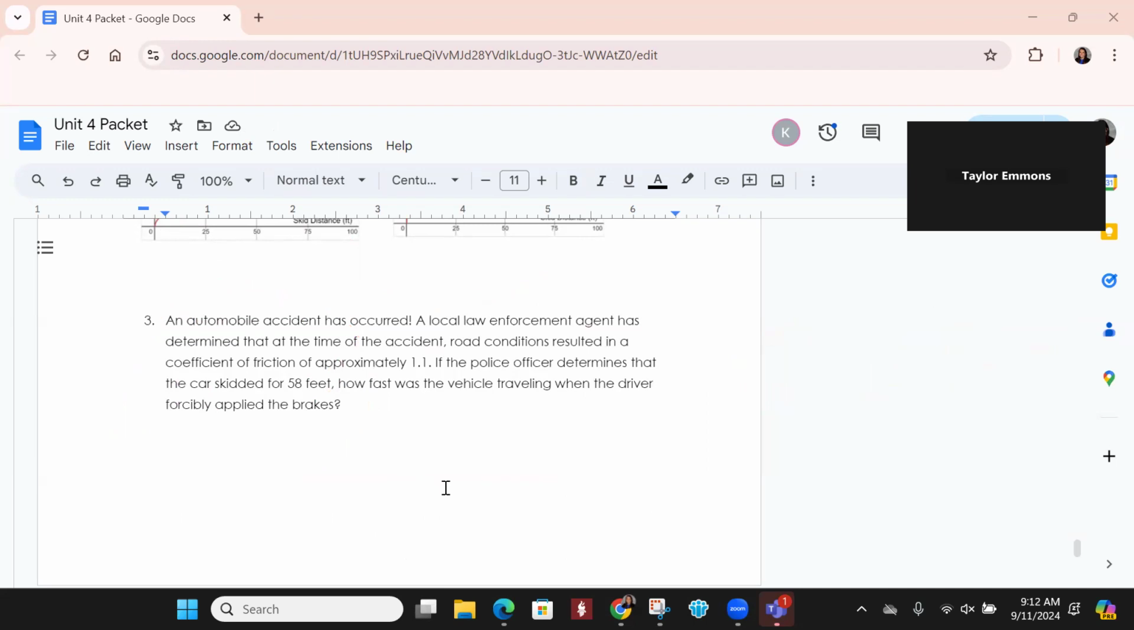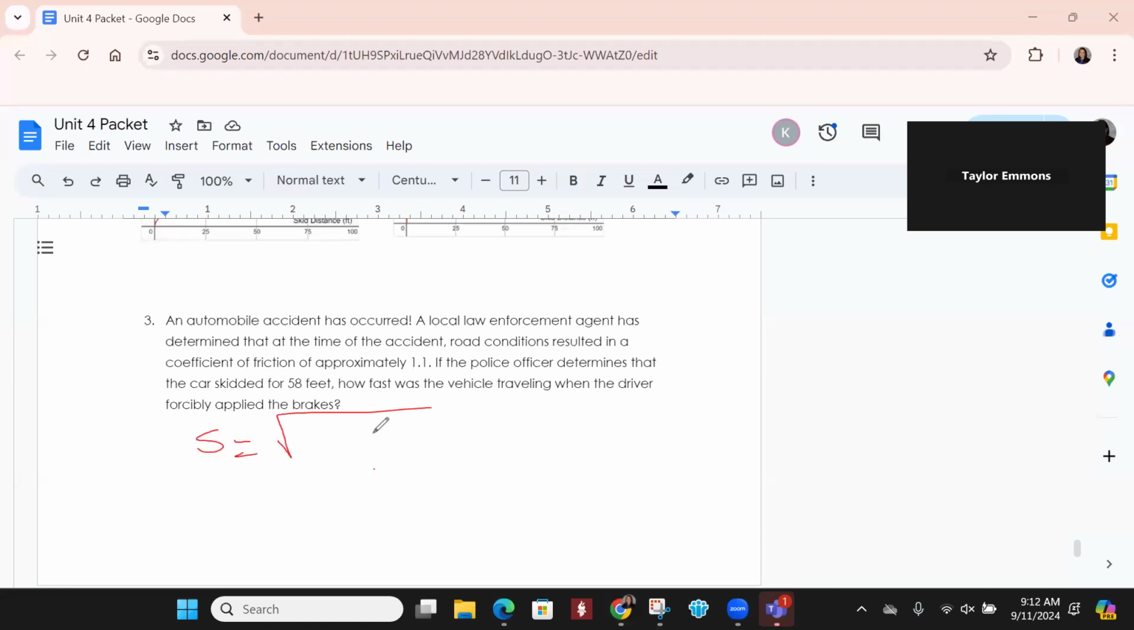Okay. Number 3, an automobile accident has occurred. A local law enforcement agent has determined that at the time of the accident, road conditions resulted in a coefficient of friction of approximately 1.1. If the police officer determines that the car skidded for 58 feet, how fast was the vehicle traveling when the officer forcibly applied the brakes? Okay, let's try this.